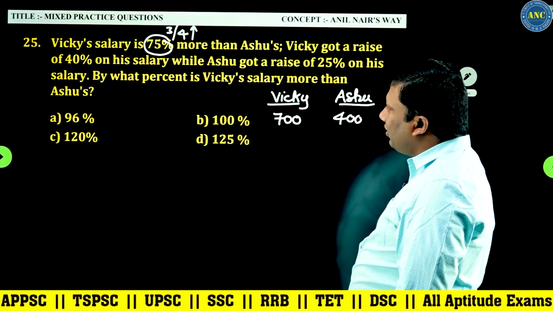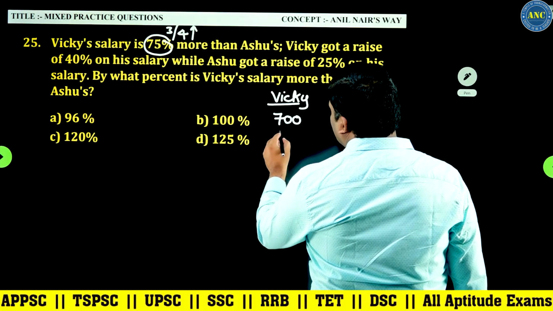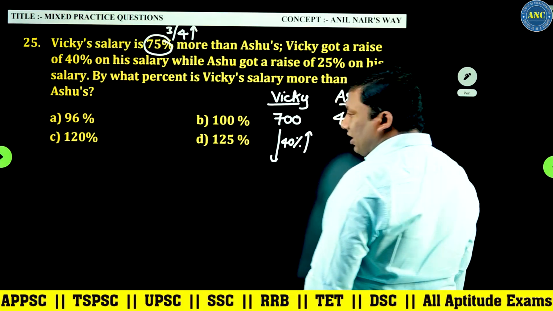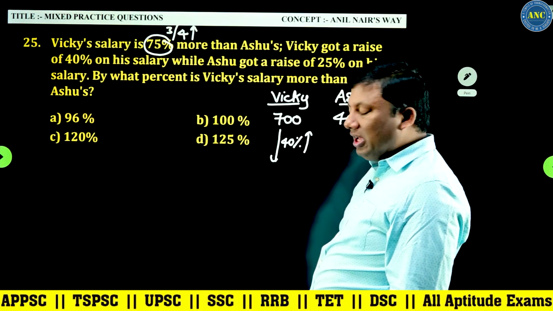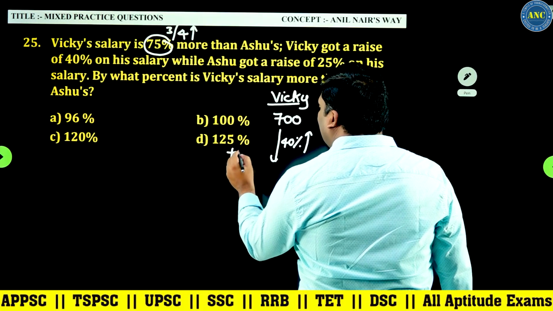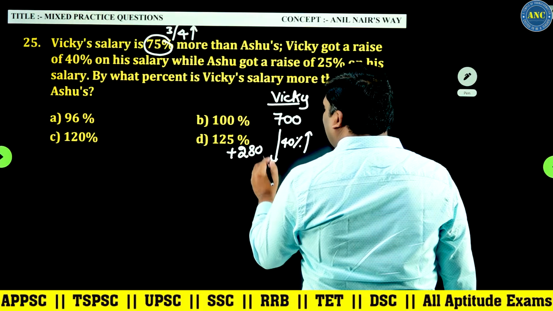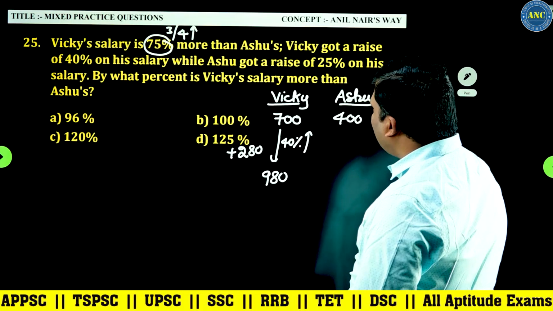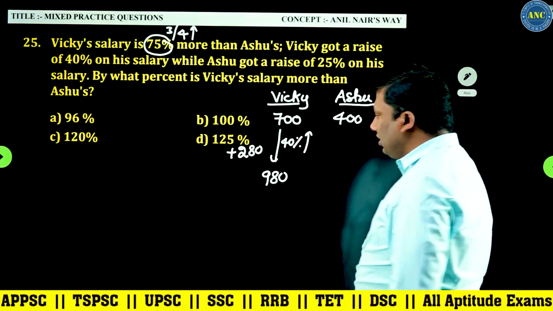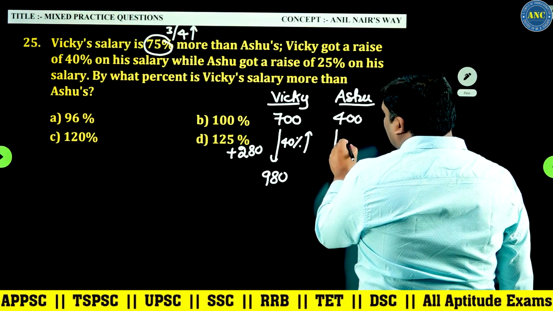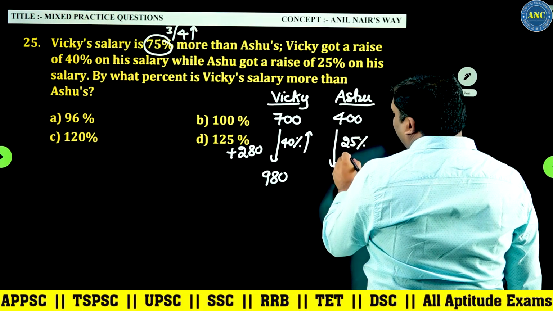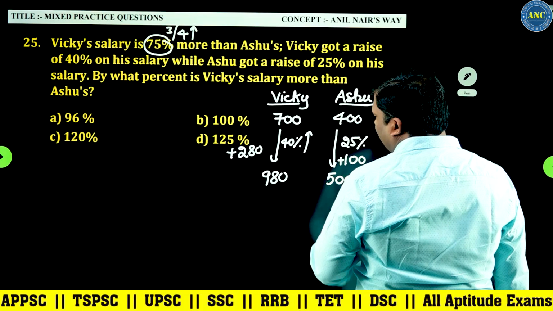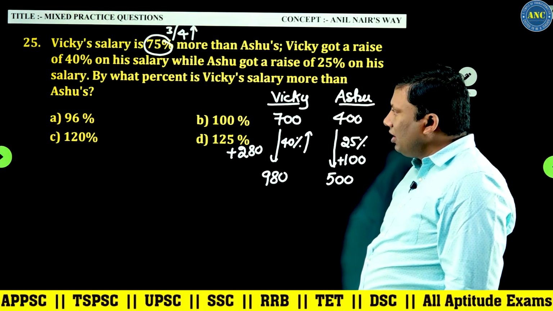Vicky got a rise of 40% on his salary. 10% of 700 is 70, so 40% is 280. He got an increment of 280 on 700, so this is 980. While Ashu got a rise of 25% on the salary. 25% of 400, 1 by 4 of 400, is a 100 increase. 400 plus 100 is 500. Are you all with me?